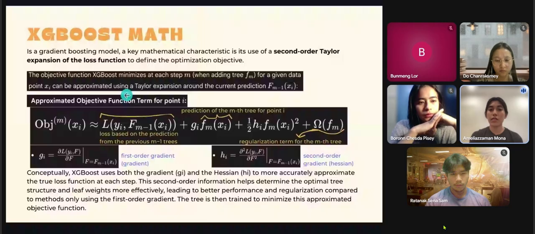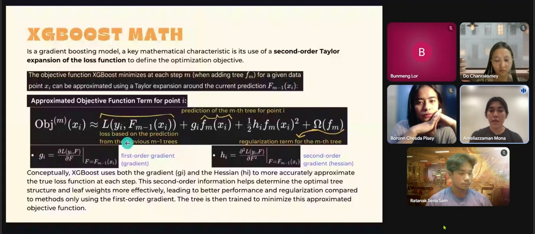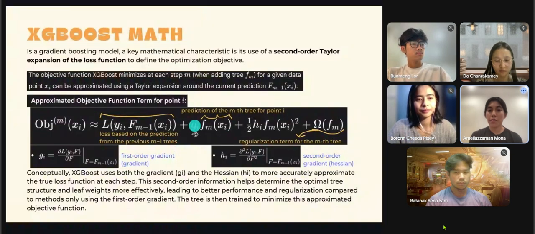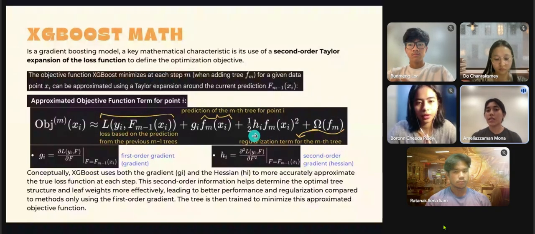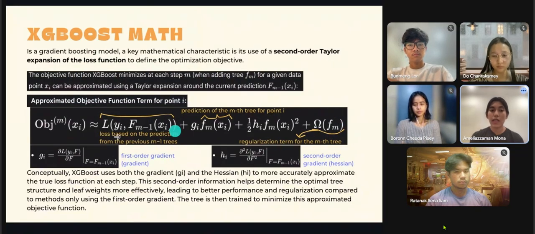It can be approximated using a Taylor expansion around a current prediction. This is the formula. The first part here is the loss based on the prediction from the previous m-1 trees. The second part is the product between the first order gradient and the prediction of the M-th tree for point i. The third part is the product of the second order gradient, the Hessian, and the prediction of the M-th tree for point i, divided by 2. And the last part is the regularization term for the M-th tree, and then you sum all of this.